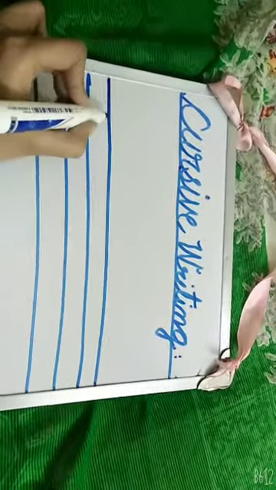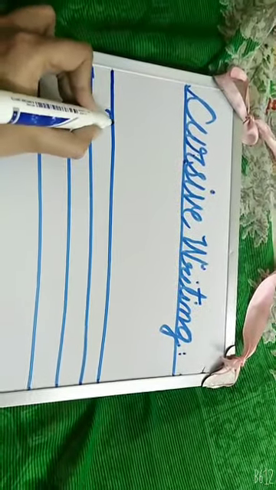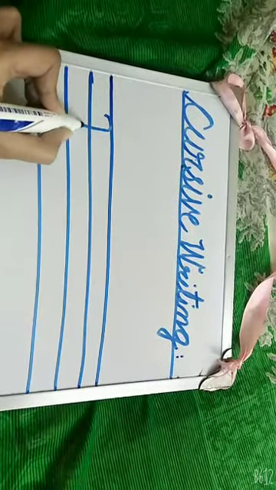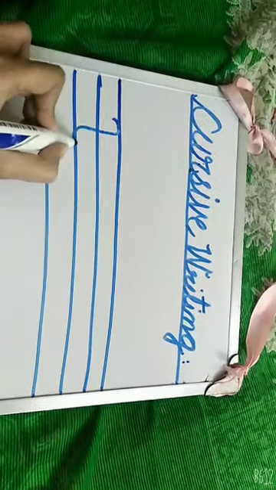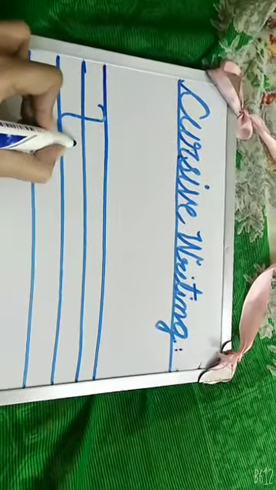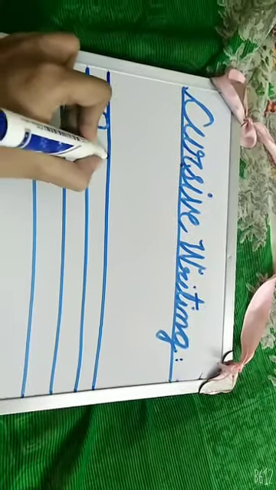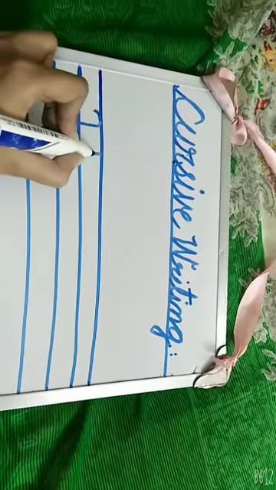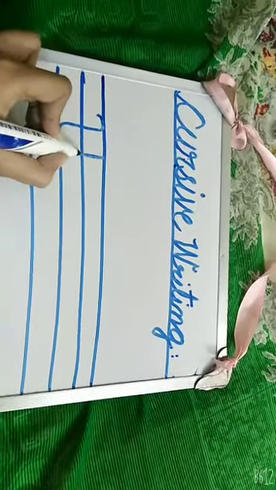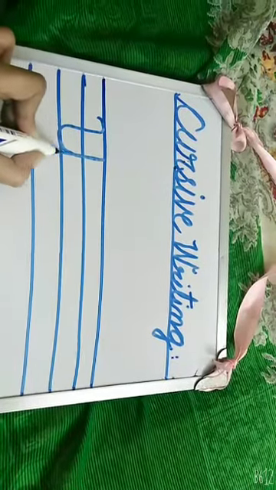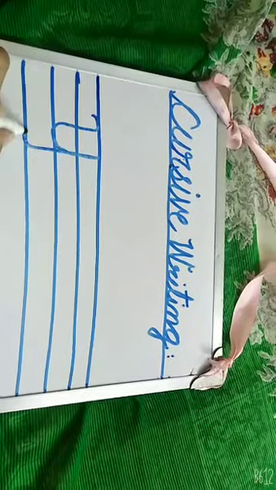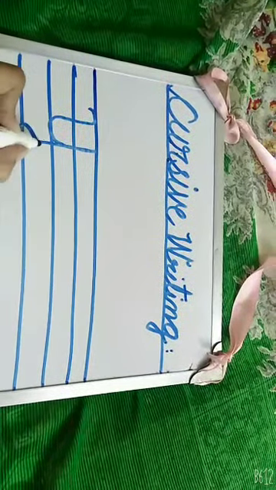Bring your marker near to first line. Make curve here. Bring your marker downward on third line and make U shape. Now come up and touch the first line. Now move your marker straightly by our writing on this line. Touch the fourth line. By touching the fourth line, make loop here.